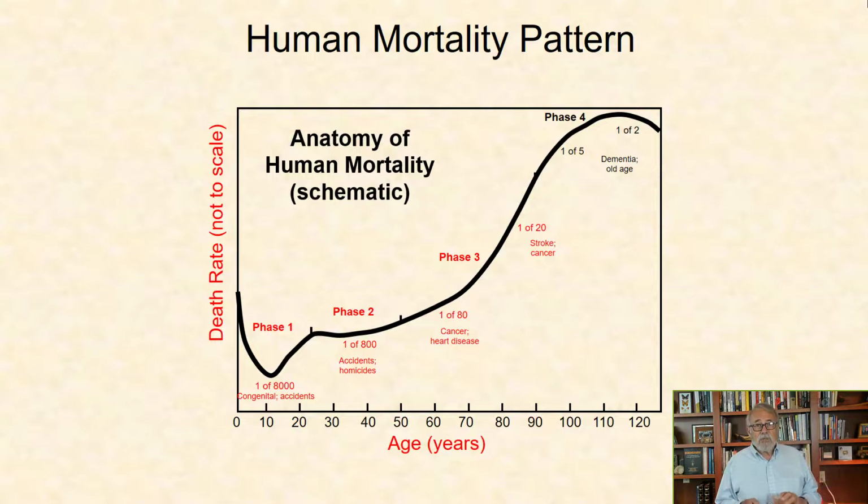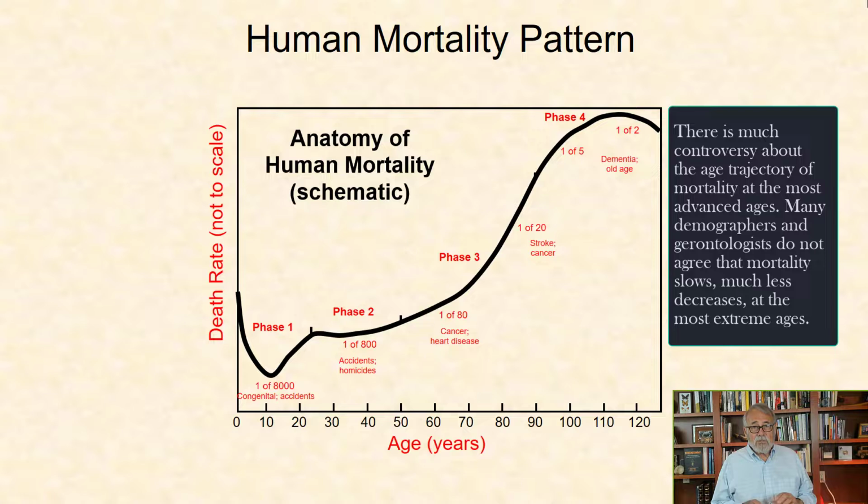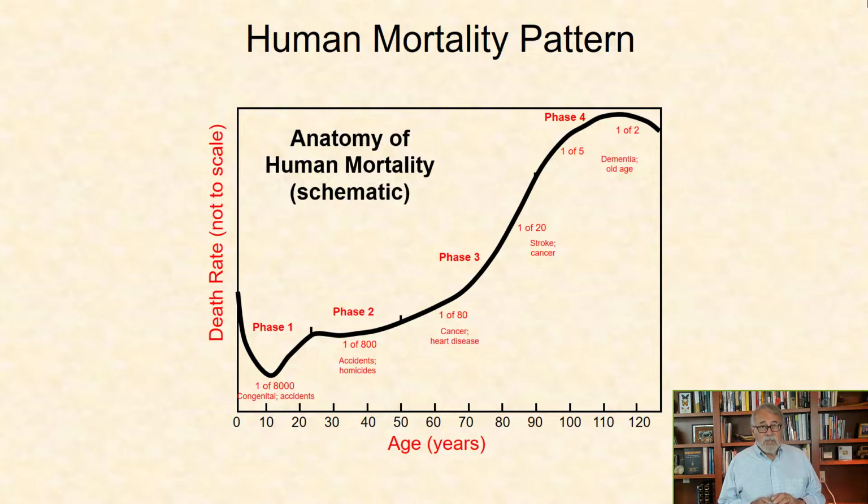Mortality continues to decelerate from ages 90 to 110, causing a moderate leveling off and slight decrease in mortality at the most advanced ages. The cause of death structure in developed countries progresses from congenital diseases, accidents, and homicides at the younger ages to cancer, heart disease, stroke, and dementia at the older ages.